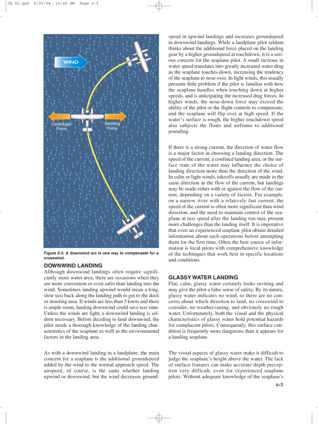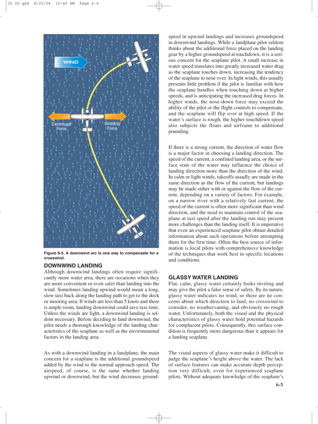In light winds, this usually presents little problem if the pilot is familiar with how the seaplane handles when touching down at higher speeds, and is anticipating the increased drag forces. In higher winds, the nose-down force may exceed the ability of the pilot or the flight controls to compensate, and the seaplane will flip over at high speed. If the water's surface is rough, the higher touchdown speed also subjects the floats and airframe to additional pounding.